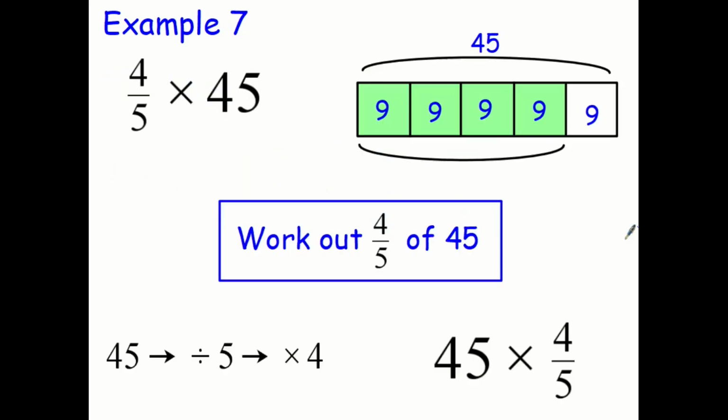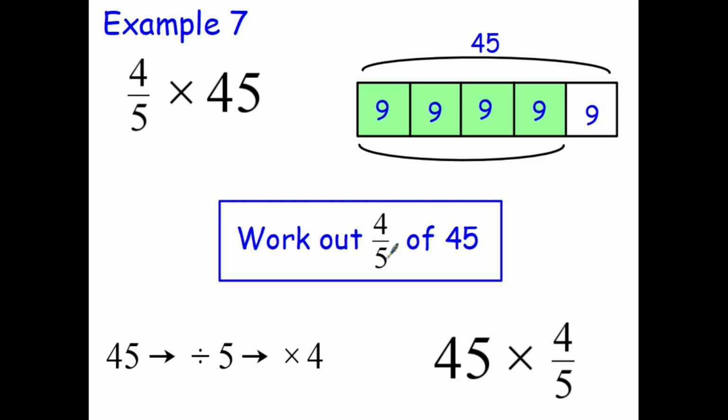Example 7. The question in the middle says, work out 4/5 of 45. So let's have a look firstly at this diagram at the top. So if we use our bar model like we've been doing up to now, if you think about the full width of that rectangle representing 45, this time I've split it into 5 equal pieces. So before, in the previous examples, we always split it into the number of boxes that was on the denominator. So when we were finding half of an amount, we'd split it into 2. If we were finding a third of an amount, we'd split it into 3.